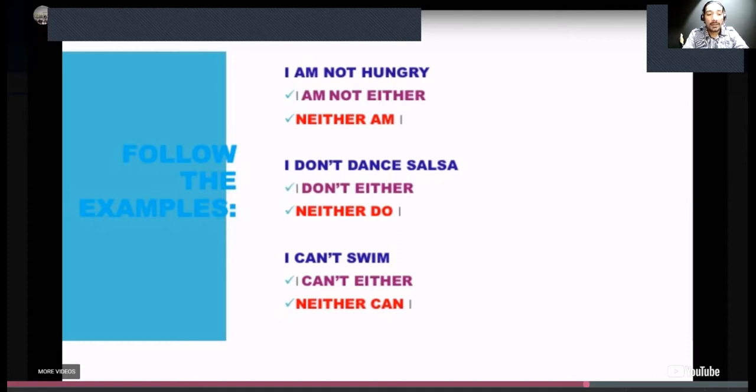Esto es negative agreements. Concordar negativamente. Tú y yo estamos de acuerdo en algo negativo. That's the point. Para eso se ocupa either and neither. Estamos de acuerdo en algo negativo. Okay. Let's continue. Marilyn.